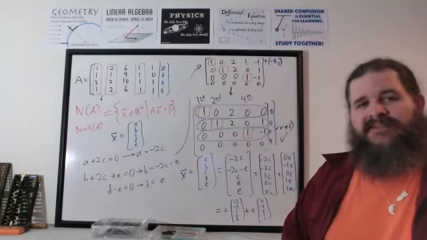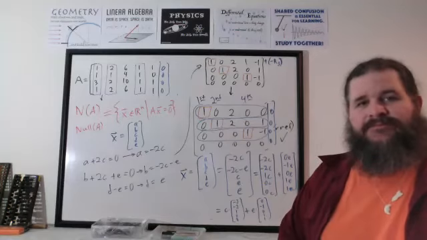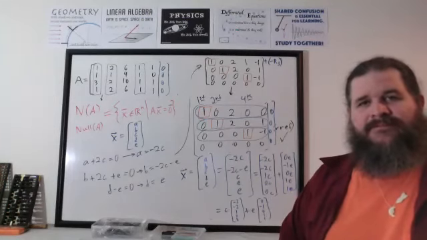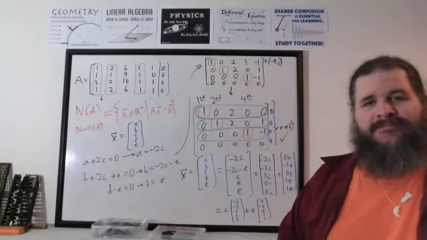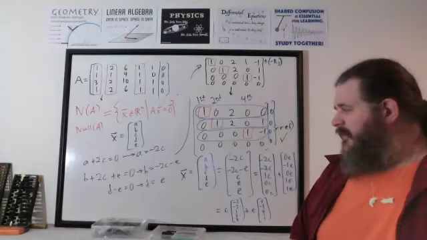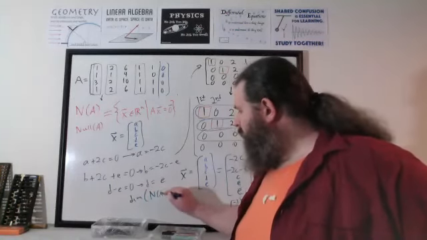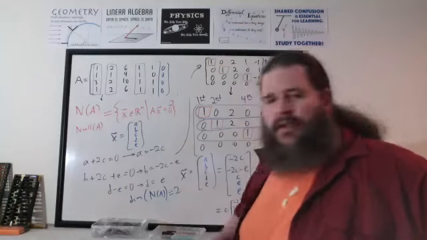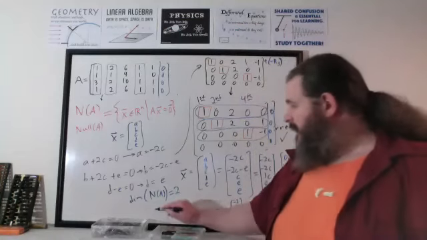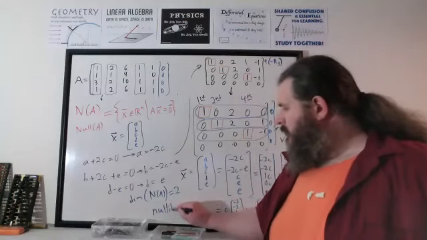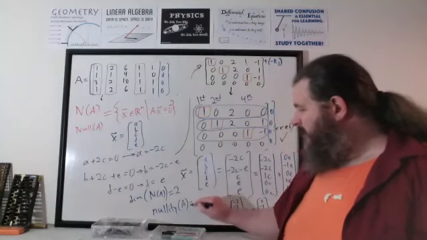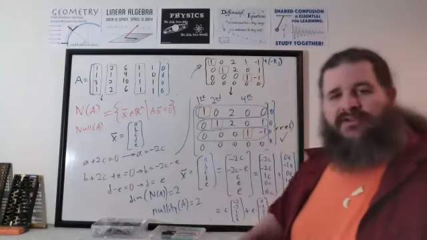Which means, what's the dimensionality of the null space? How many dimensions is the null space here? 2. Yeah, it's a two-dimensional null space. The dimension of the null space is 2. And we also write that as the nullity of the matrix. The nullity of matrix A, that just means the dimension of the null space, is 2.